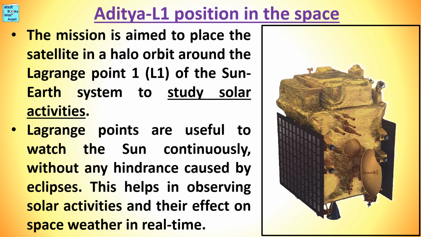Position of Aditya L1 in space. The mission is aimed to place the satellite in a halo orbit around the Lagrange point 1, L1, of the Sun-Earth system to study solar activities. Lagrange points are useful to watch the Sun continuously without any hindrance caused by eclipses. This helps in observing solar activities and their effect on space weather in real time.